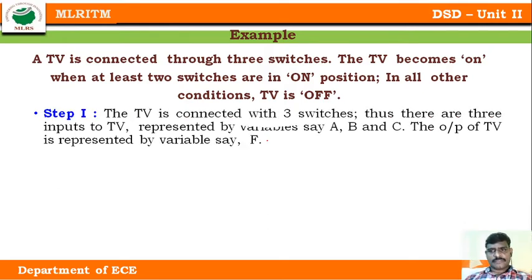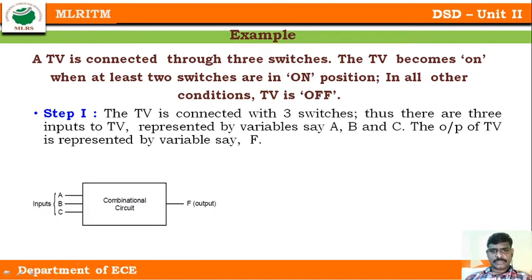So what is the first step? Understanding the problem statement. The TV is connected with 3 switches, thus there are 3 inputs to the TV, represented by the variables A, B, C, and the output TV is represented by a variable called F, because it is the output I want to watch. So the one-variable output is F. So I have defined it: I need a combinational circuit having 3 inputs A, B, C, and I am defining my output as F.